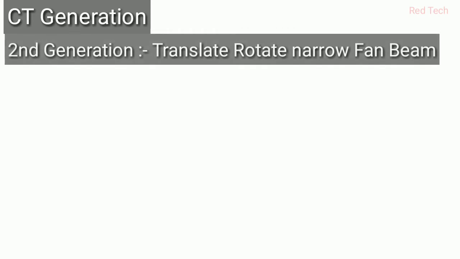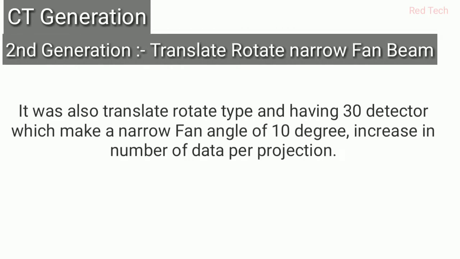Second generation CT, also known as translate rotate narrow fan beam. It was translate rotate type and having 30 detectors, and these 30 detectors make a fan angle of 10 degrees, which helps in collecting data in large number, or you can say better than first generation CT.